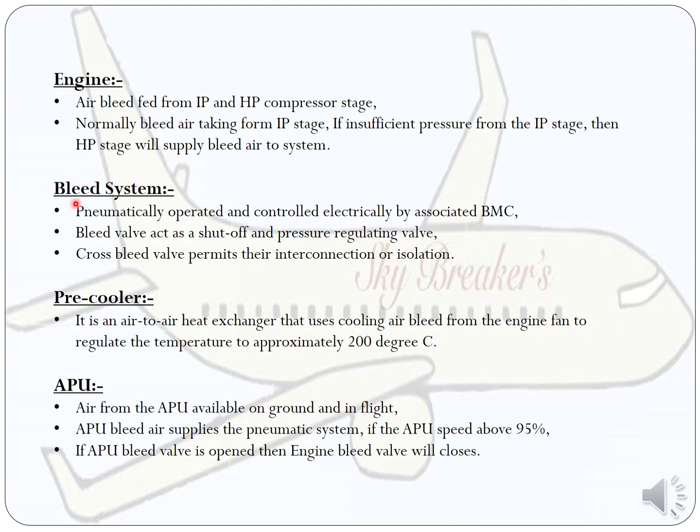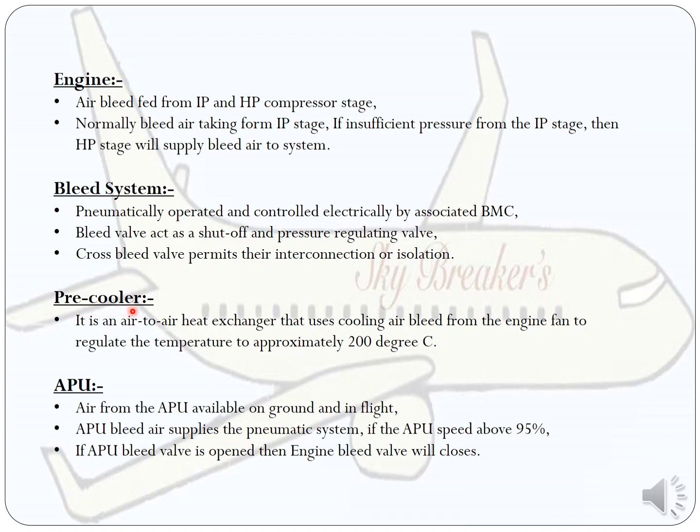Next is the bleed system. It is pneumatically operated and controlled electrically by the associated BMC. That is, we have two BMCs, BMC1 and BMC2. The bleed valve acts as a shut-off valve or pressure regulating valve. The cross bleed valve, which I have already shown you, permits the interconnection or isolation.